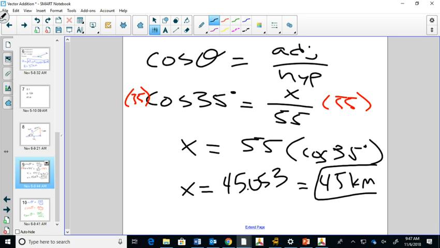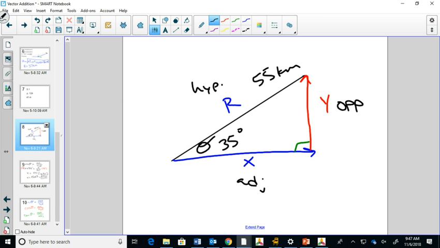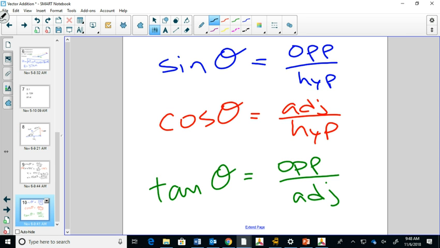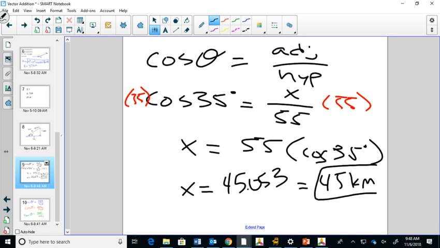Are you comfortable for us to do the y? It's going to be exactly the same except for what? What's the only thing that would change to find y? Because y is the opposite, right? So therefore I can't use cosine. I'd have to use sine. And go through the exact same process here, except it would be sine of 35 is y over 55.